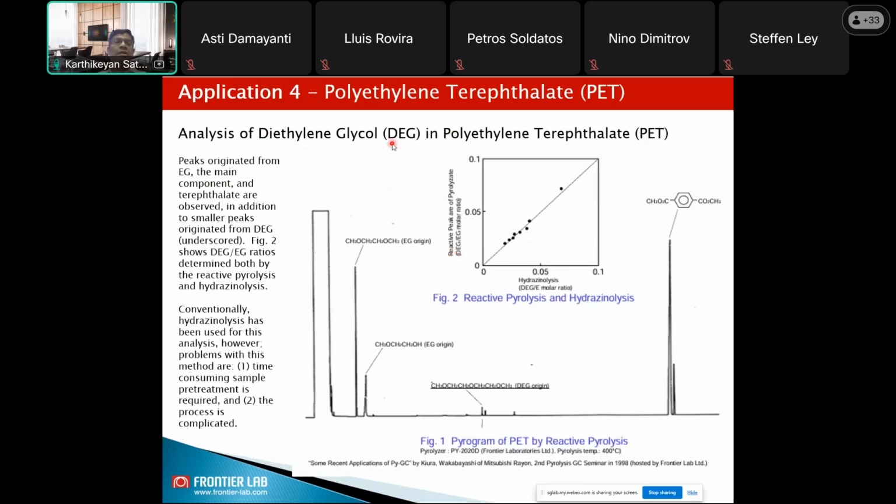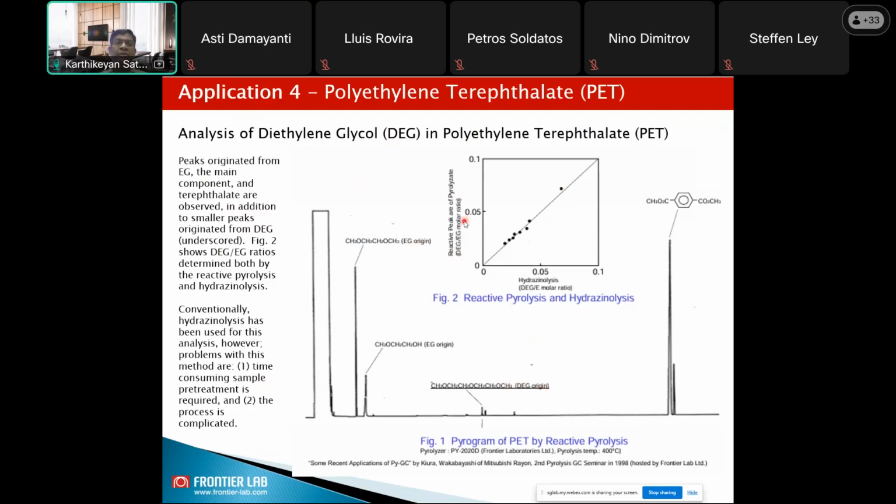So traditionally people use hydrogenolysis, and this is actually time consuming, and the sample pre-treatment is required, so the overall workflow is more complicated. Compared to this, reactive pyrolysis is very straightforward. You just have to take the sample and the methylating reagent, and we can easily get the distinct peak for the ethylene glycol origin and diethylene glycol origin.